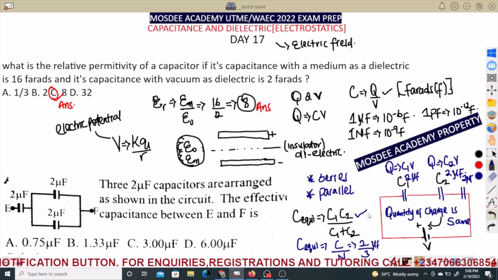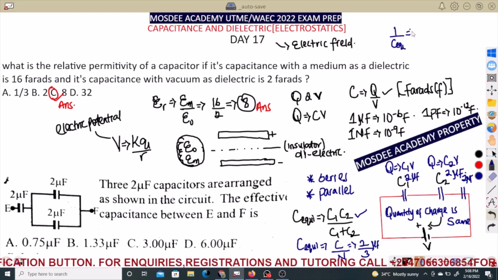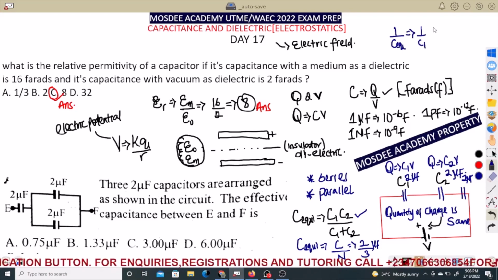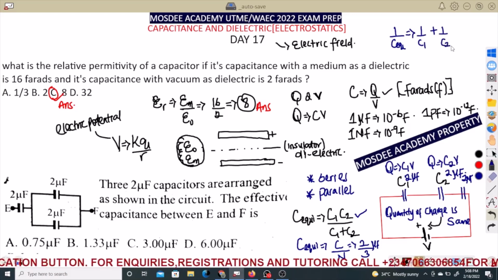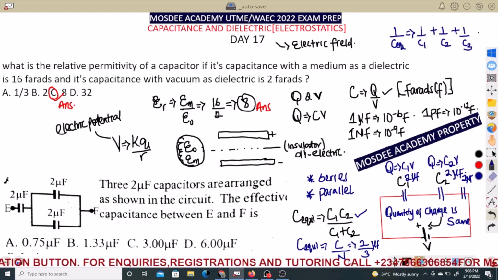Then you can also use this one in series. If there are 3, you are now expected to use the famous one. If there are more than 2, then you use 1 over C equivalent. Equivalent means the total is 1 over C1 plus 1 over C2 plus 1 over C3. But if they are equal, you can easily use C over N. But if they are different numbers, it's better you use this one.